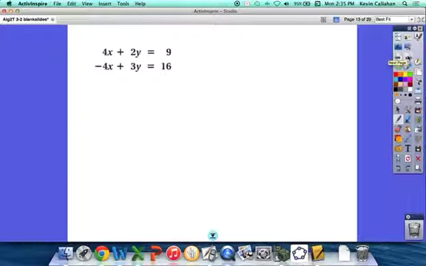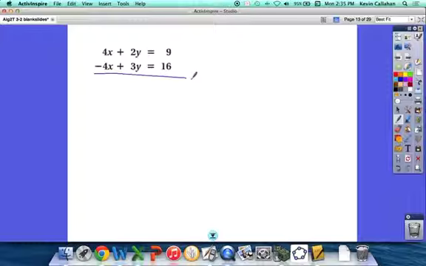So here is a system. Both equations are in standard form. The x's are lined up, the y's are lined up, the constants are lined up, and the equal signs are lined up, right? So we skip over the first step. The second step would tell us to do what? Yeah, add them to each other, right? Add up the x's, add up the y's, add up the constants.